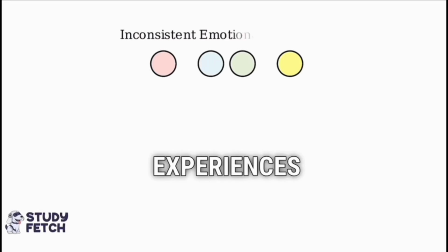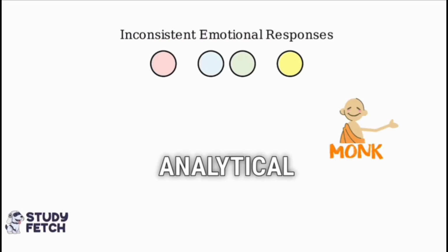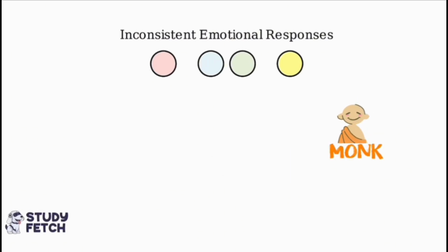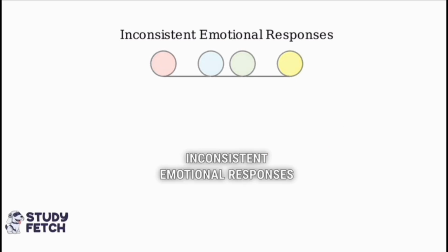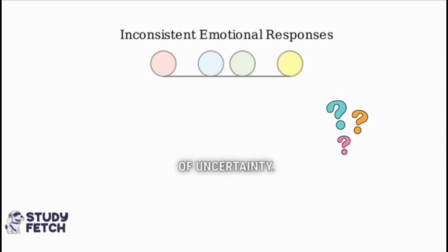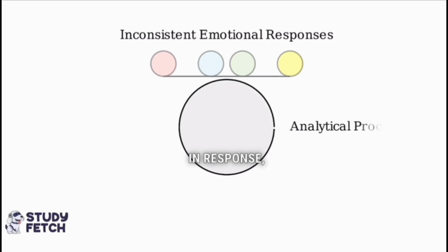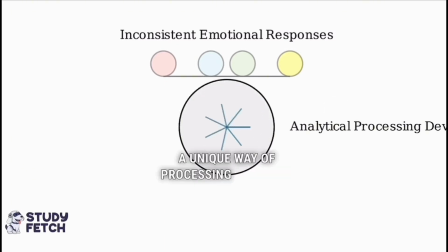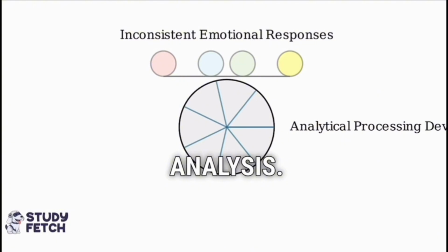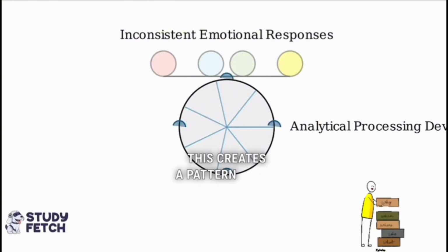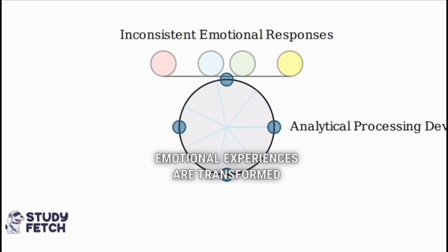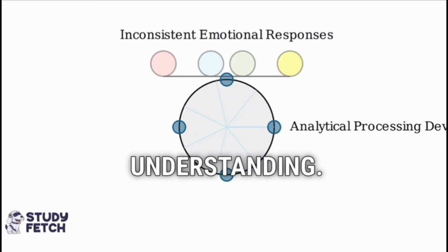Early childhood experiences shape the foundation of the Analytical Monk personality type. Inconsistent emotional responses in childhood create a pattern of uncertainty. In response, the child develops a unique way of processing emotions through intellectual analysis. This creates a pattern where emotional experiences are transformed into analytical understanding.